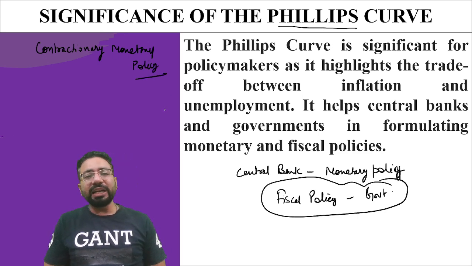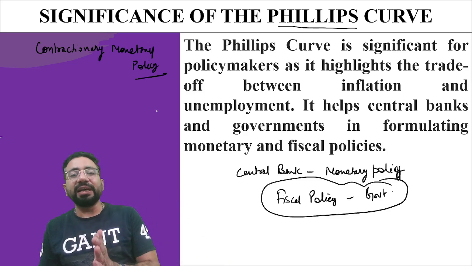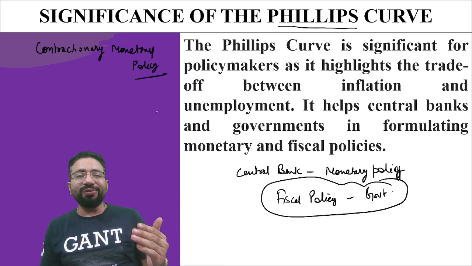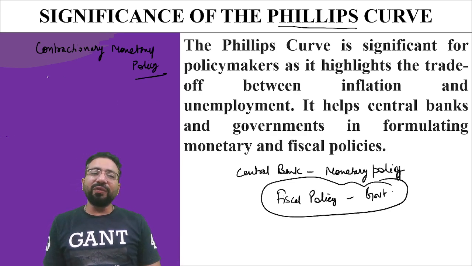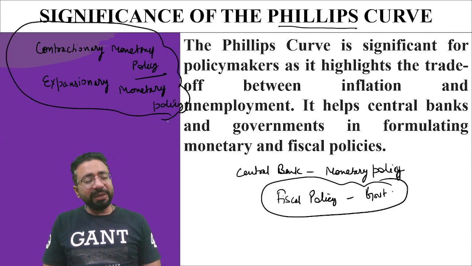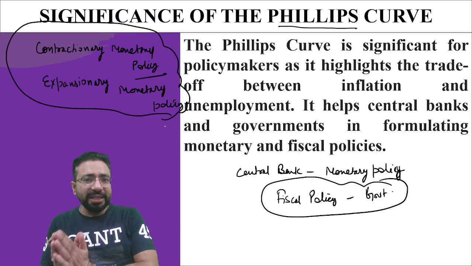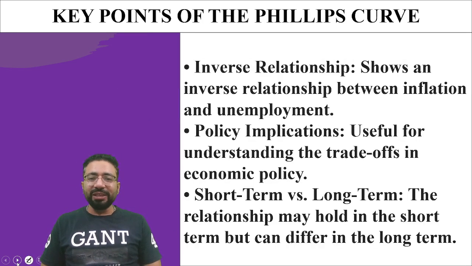And during deflation, that means when the rate of inflation is very low, unemployment is very high. So raising the level of employment is the main task of the government. So they will follow expansionary monetary policy. That means they try to increase the money supply in the economy. Expansionary monetary policy. So that makes sense. The Phillips curve is helping them make the policy. So this is the significance of the Phillips curve.